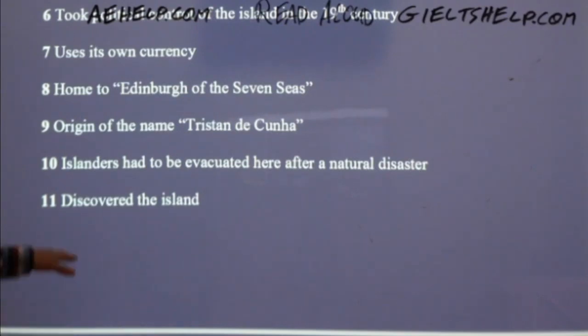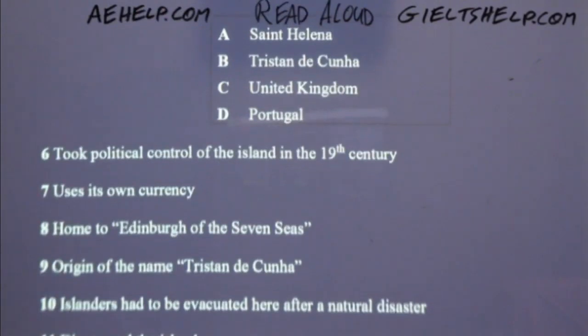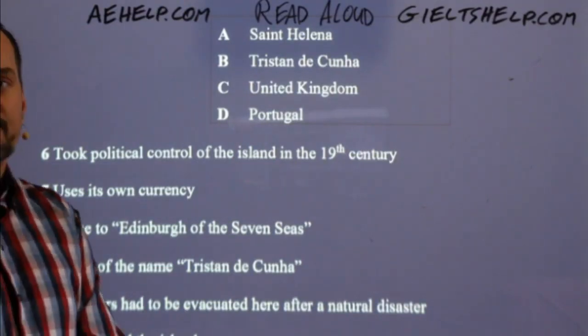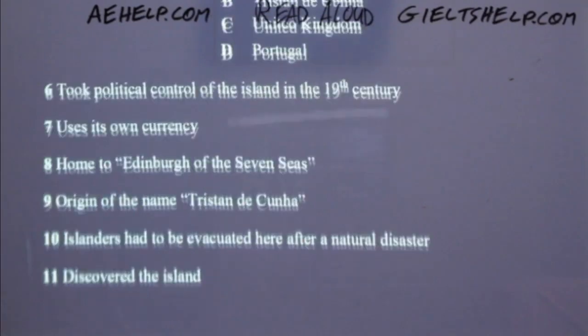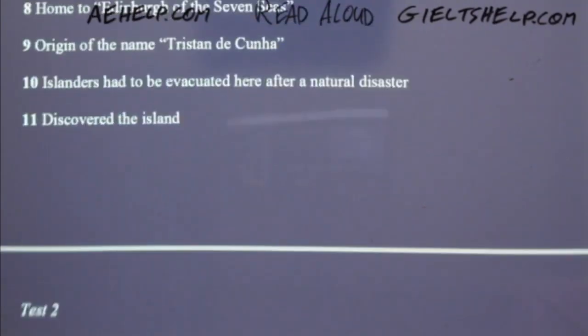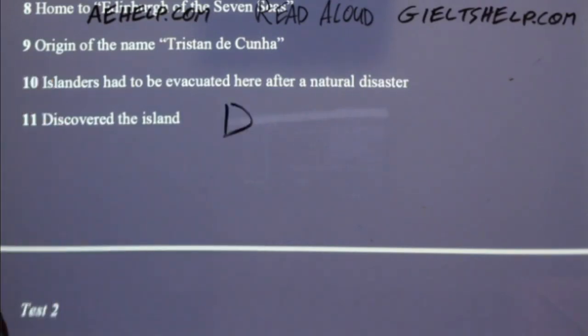Okay, the last one. Discovered the island. A, B, C, or D? Yeah, Roshni, be sure you have the right idea. It's the captain. Yeah, Hassan, of course. It's Portugal. The Portuguese discovered the island. Yeah. So it's the captain. Yeah. It's the original captain. Tristão da Cunha is the captain.